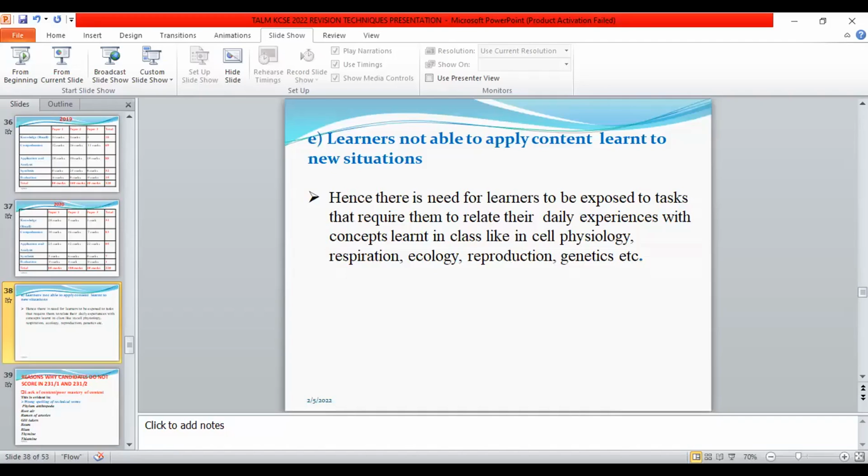Similarly, when we come to a topic like ecology, this is a topic that I can assure you, my fellow colleagues, cannot be taught in class. You cannot teach students how to estimate the population of a certain plant when we are in class. This is an area where we need to expose our students to field trips and excursions, in order for them to relate that which they are learning to what they are seeing outside there.